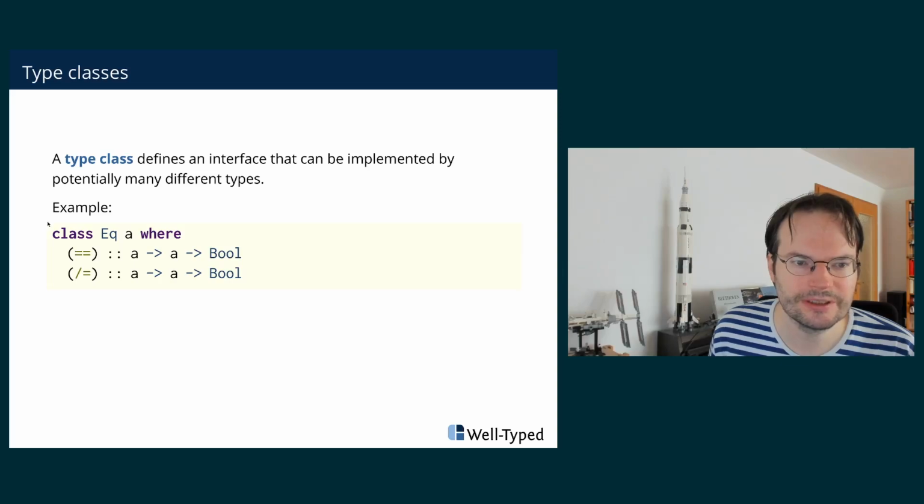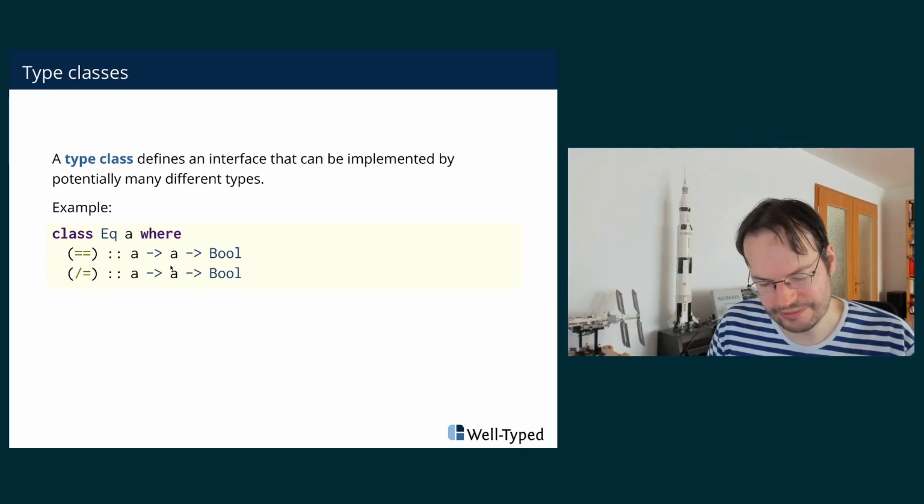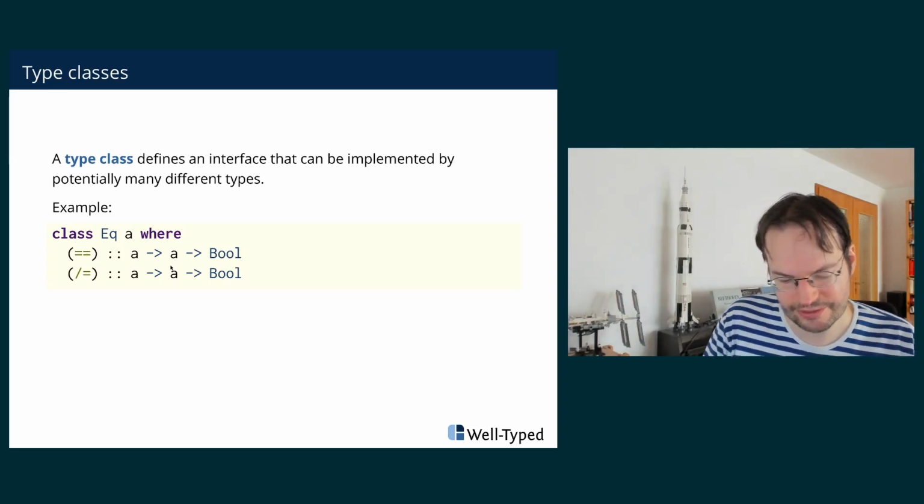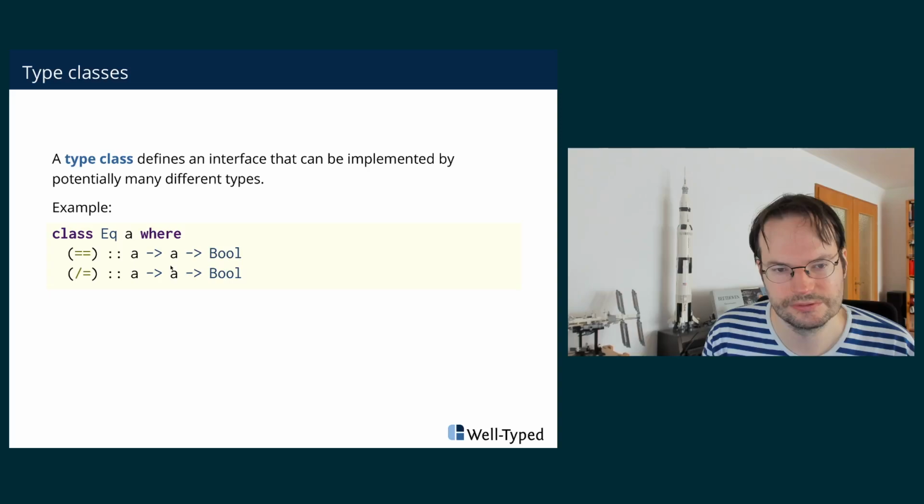A new type class is introduced by this class keyword. And type classes always have a parameter, and that is a type. And so the statement Eq and then a type says that the type is an instance of the type class, that the type is supposed to implement this interface. So if we say Eq Int, then this means something like Int is an instance of Eq. Right?